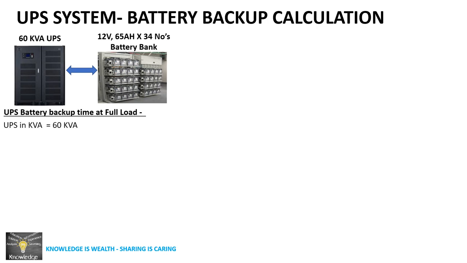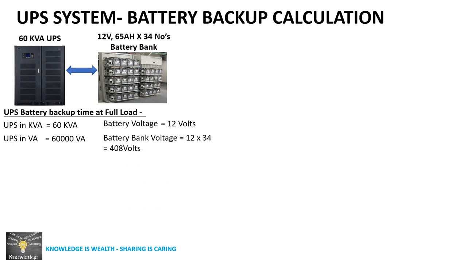So the UPS capacity is 60 kVA. In volt ampere, we need to multiply with 1000, so K is kilo, 60 into 1000, 60,000 volt ampere. Each battery voltage is 12 volts and 34 batteries are connected in series, so the battery bank voltage is 12 into 34, so 408 volts. Now we have the UPS capacity in volt ampere and the battery voltage. To calculate the amperes, 60,000 volt ampere divided by 408 volts.